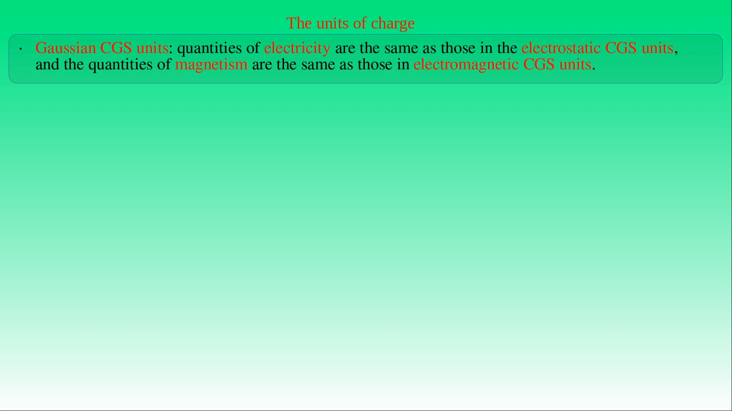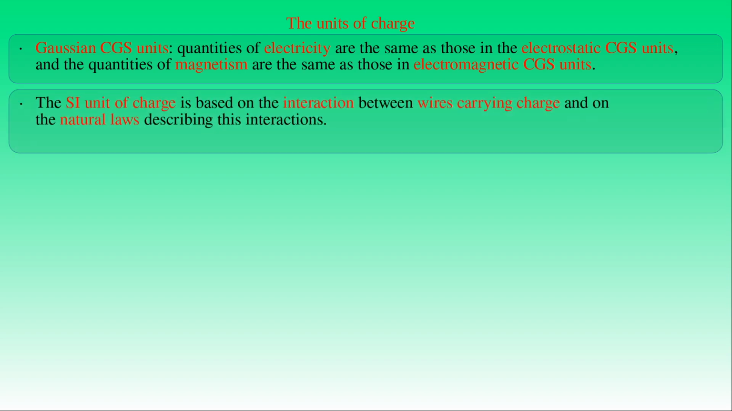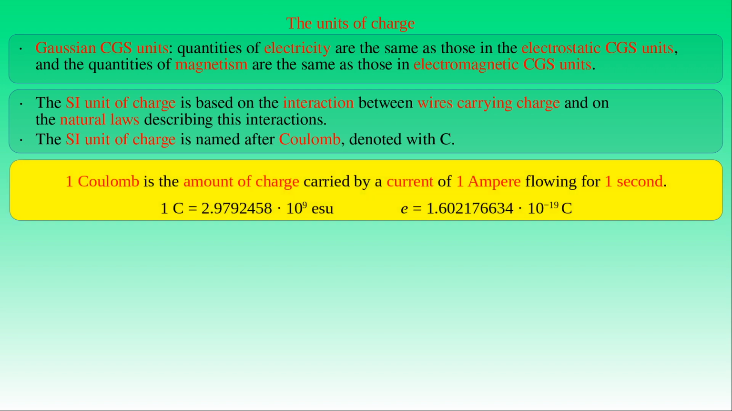Like the CGS electromagnetic unit of charge, the SI unit of charge is based on the interaction between wires carrying charge and on the natural laws describing this interaction. The SI unit of charge is named after Coulomb and denoted with C. The definition of 1 Coulomb is the following. 1 Coulomb is the amount of charge carried by a current of 1 ampere flowing for 1 second.